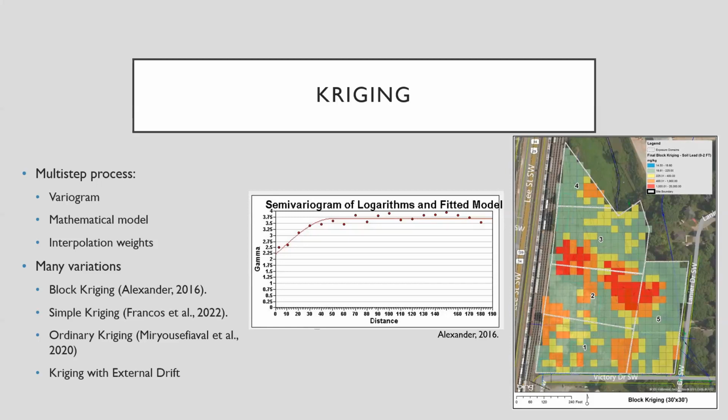There are many variations of kriging, which reflect differences in the assumptions made with regards to the underlying surface. Many different types of kriging have been used for lead in soil, including block kriging, simple kriging, ordinary kriging, and kriging with external drift. The images on the slide show steps from the block kriging method used by Alexander. The variogram and fitted model are on the left chart, and the interpolated surface is on the right map.